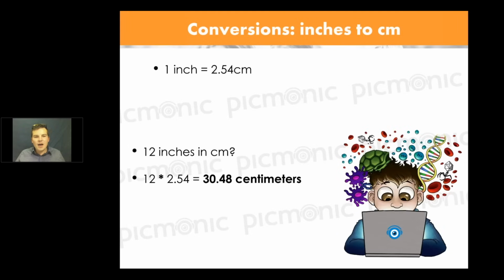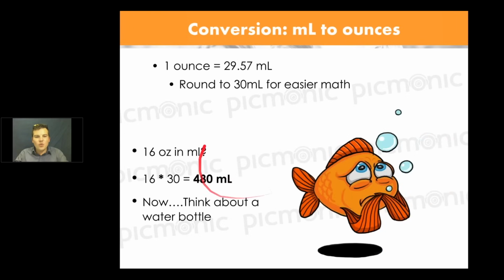So there are so many different ones you just have to solidly memorize, which, there are Picmonics to help you memorize the things. So 2.2 pounds in 1 kilogram, 1 inch, 2.54 centimeters. And some other important ones, and this is one that's really important, is mLs to ounces.